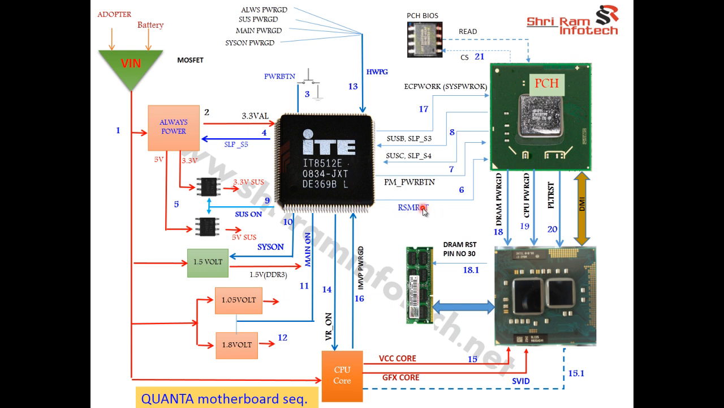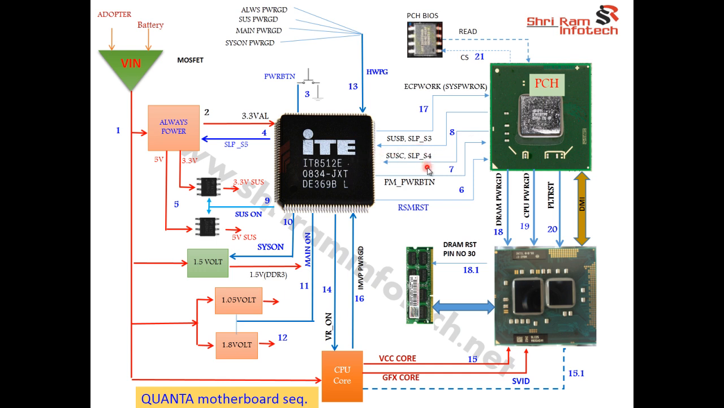Once the RSM RST comes, within a few microseconds SIO generates the next signal, that is called the PM power button, or it's called the DNB power button. That 3.3 volt pulse is generated at this point, and this pulse goes to the PCH. So once the PCH receives this signal, it will understand that SIO is now asking to turn on the laptop. So once it receives this pulse, now the PCH will give the confirmation signal to the SIO.